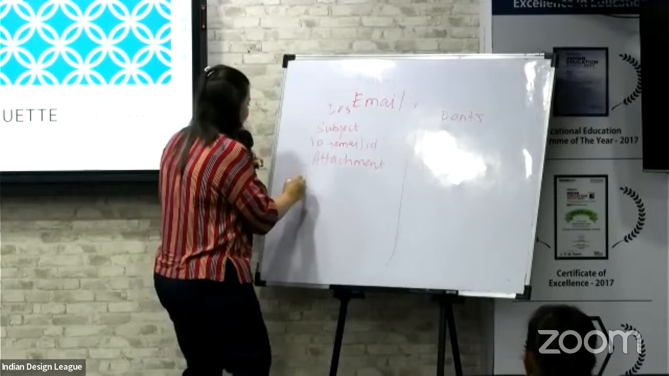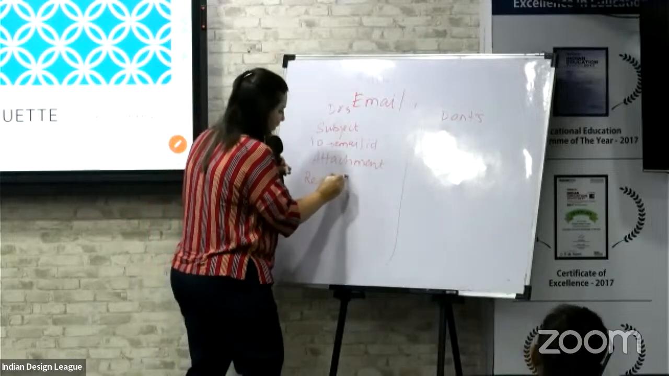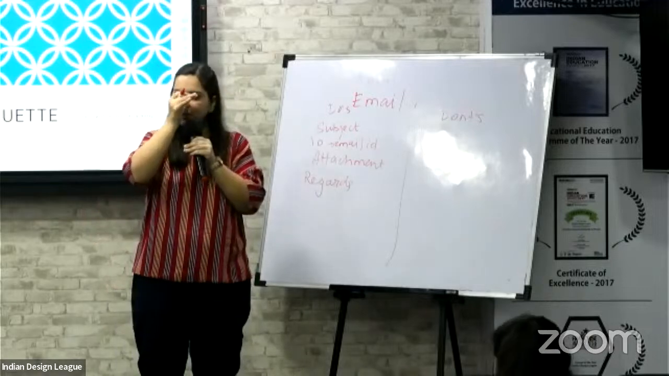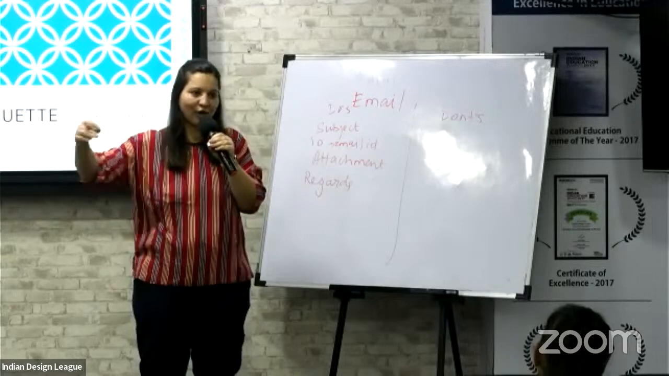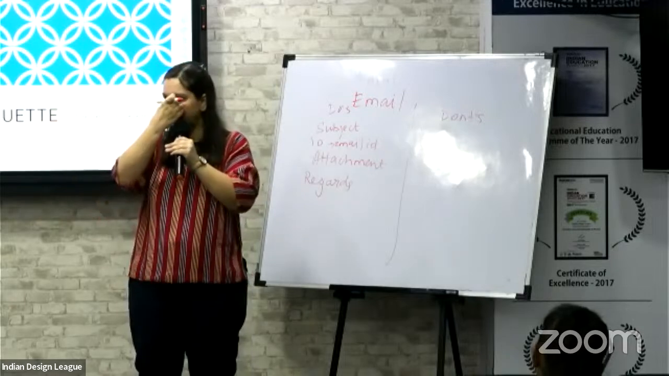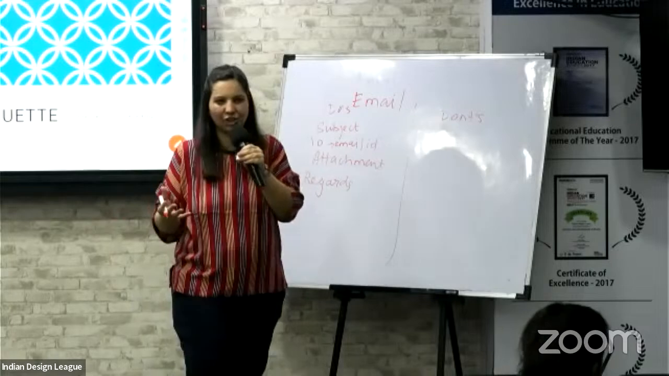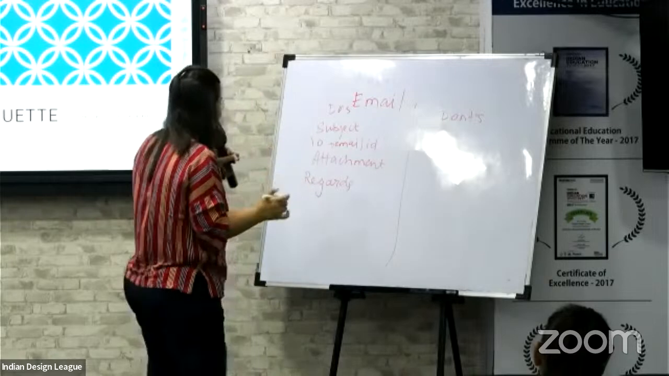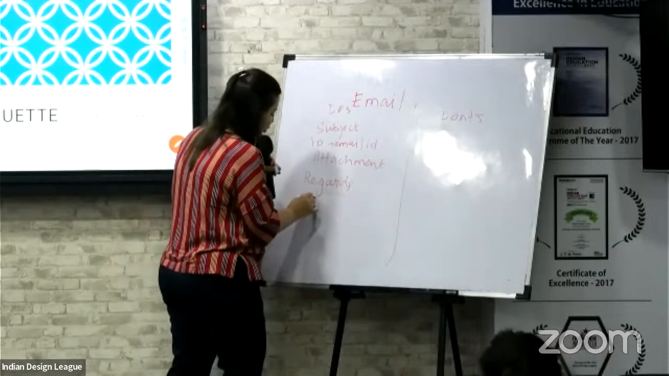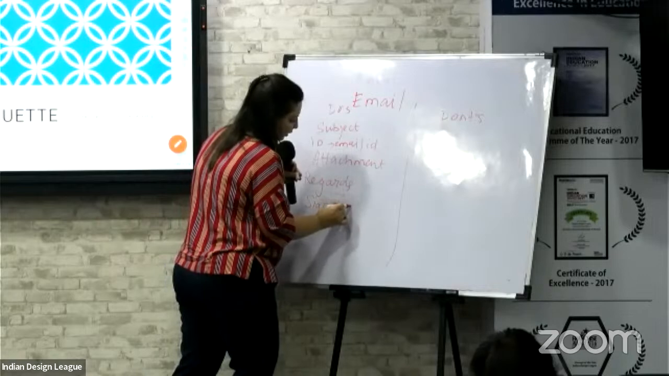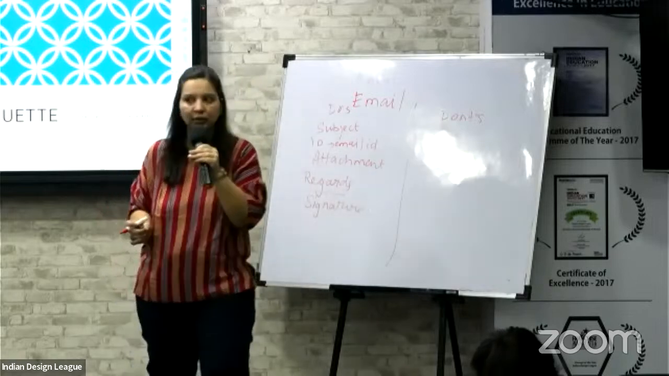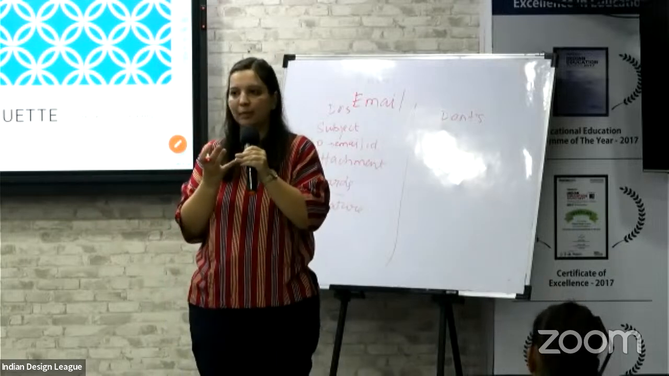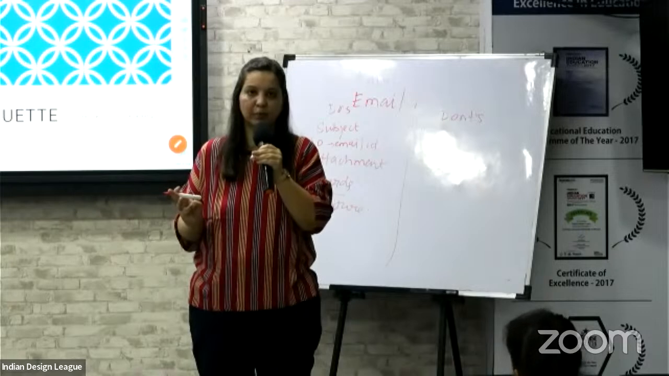Regards. Now, regards ends with a signature. The signature cannot be an autograph or something very creative. In a professional email, it has to have a few elements, and we will take a look at what those are. So regards should be there, and there has to be a signature. Then what else? Email IDs done, subject line done, attachment done.